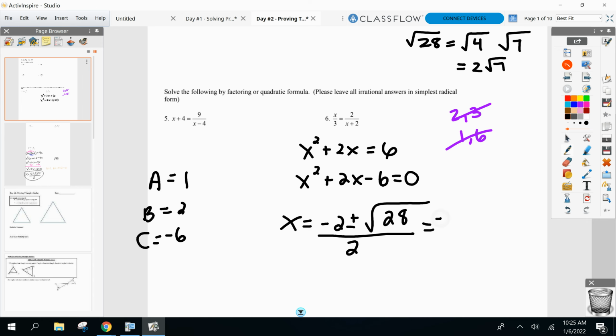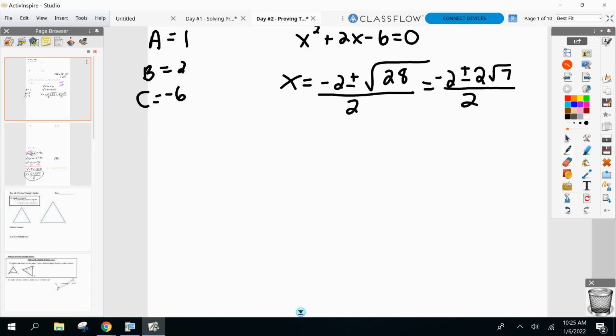So here we go. -2 plus or minus, replace it, 2 radical 7 over 2. Are we all good there? Here's where I got to slow down, and I didn't do this well enough yesterday because I was trying to beat the bell. You can keep going. What's the denominator here? 2. Can you do -2 divided by 2?